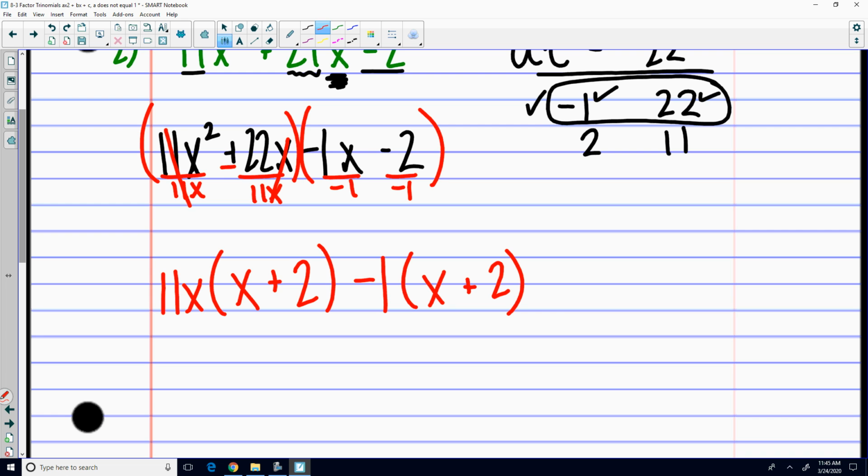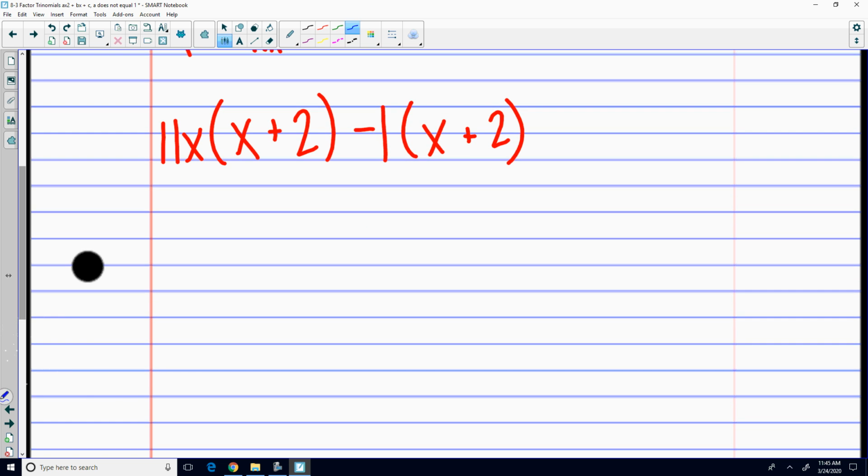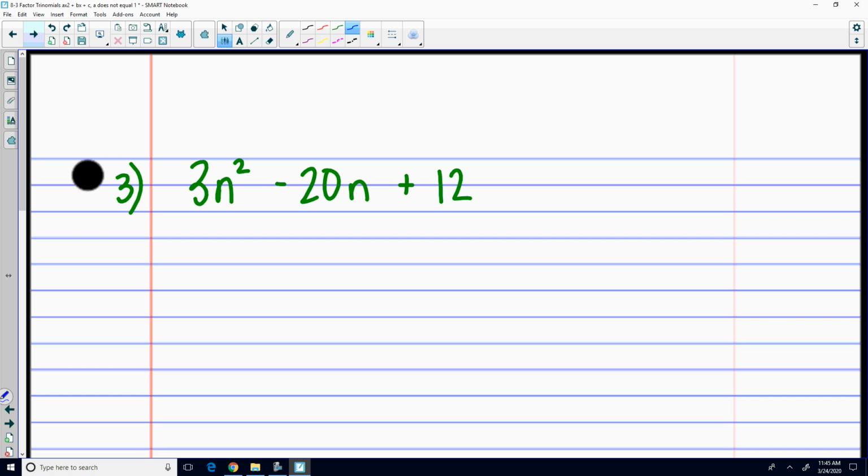Last but not least, write your new factored binomials. So I have 11x minus 1. That is one of my two binomials. And my other one becomes what I had written inside. You only write one of them. So x plus 2. All right, I have 5 or 6 total problems on here, so a couple to go.